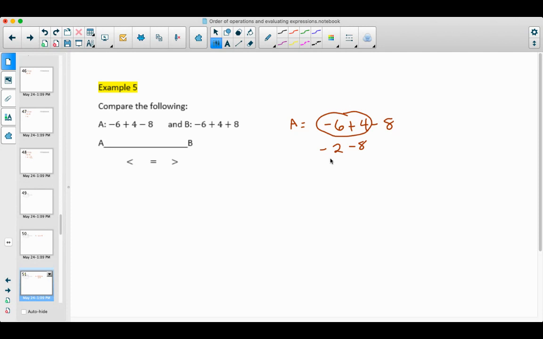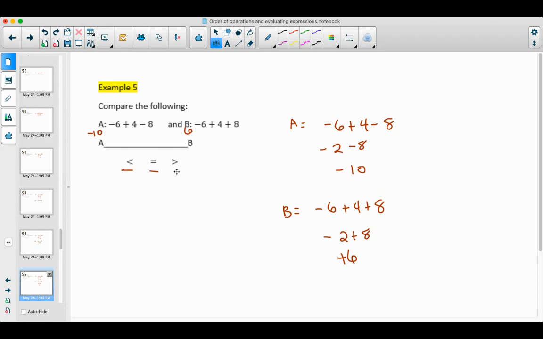Then I'm going to go on to the second one, negative 6 plus 4 plus 8. Again, I'm just going from left to right here. Negative 6 plus 4 is negative 2. And then negative 2 plus 8 is positive 6. So I have a negative 10 and a positive 6. Now what I want to do next is figure out which symbol to put in here. So I have negative 10 and 6. Remember, this is less than, equal to, or greater than. Is negative 10 less than 6? Yes, it is. So I'm going to put the less than sign right there.